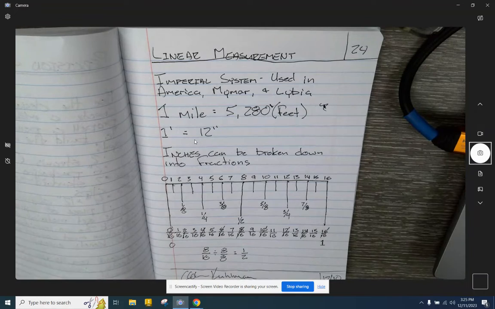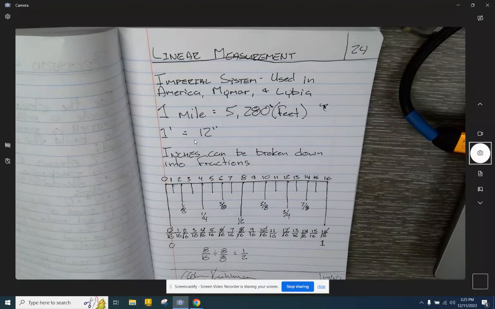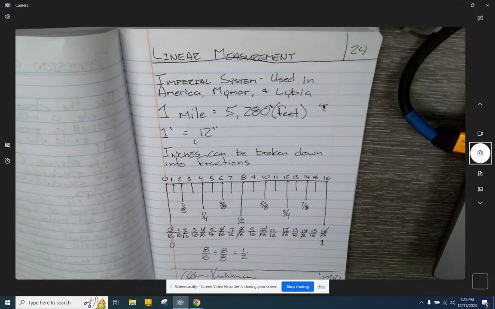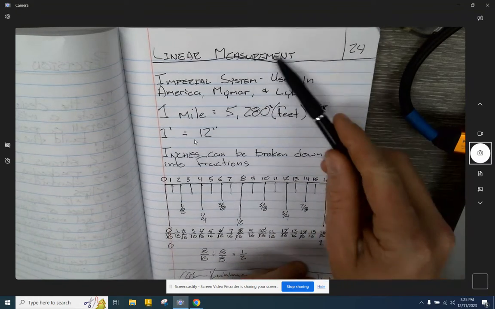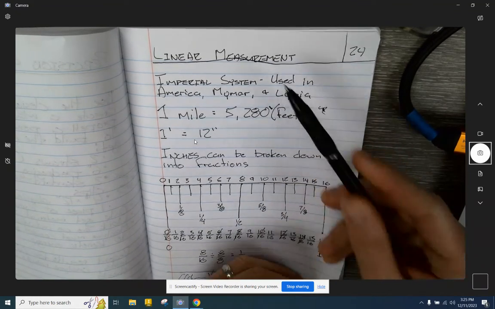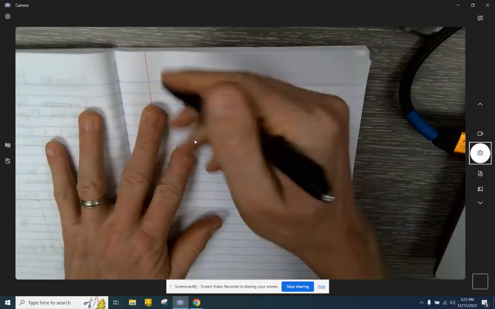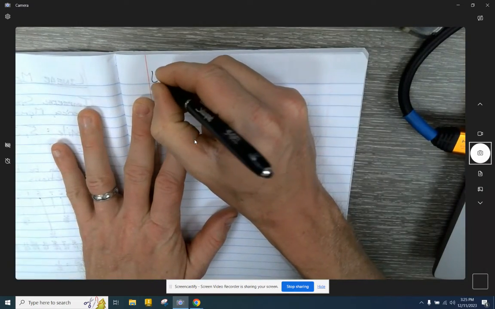All right, if you were gone yesterday, this is what my notebook looked like. Now would be a good time to pause and get these in your notes. If you were here yesterday, let's go ahead and flip to the next page. We're going to continue with linear measurements. Linear measurements continued is what we're going to title it up top.